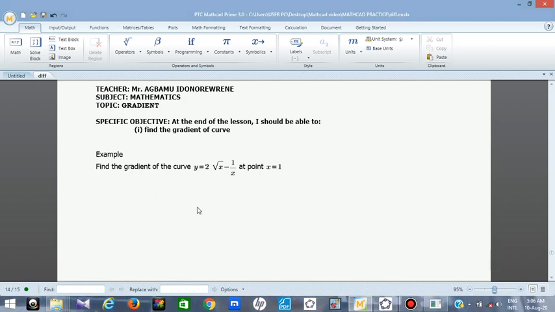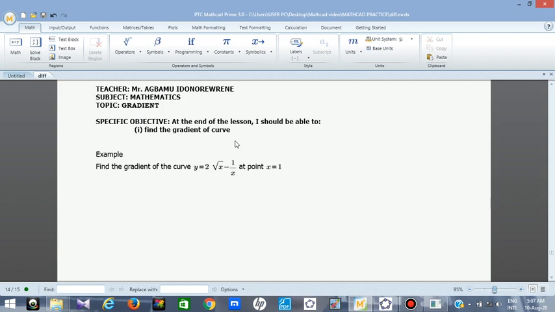In this class, I'm going to show you how you can find the gradient of a curve using differentiation, that is the dy/dx. You remember in our previous class on gradient, I showed you how you can get the gradient of a curve or gradient of a straight line when 2 points are given. But this time around, you want to get the gradient of a curve. All you just need to do is to differentiate, then get the point at which you are getting the gradient, substitute the value of x in the dy/dx value. So that is all.